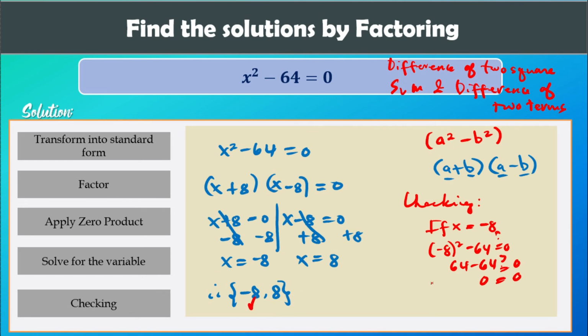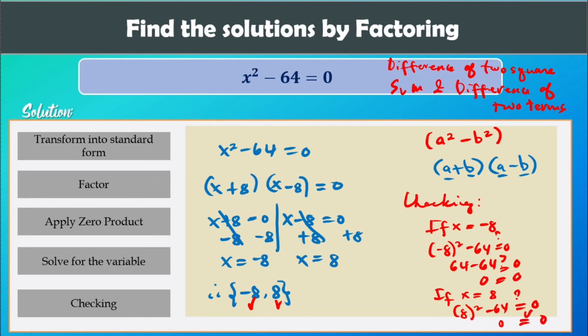Next naman, positive 8. If x equals 8. Okay? So, magiging 8 squared minus 64 is it equal to 0? Okay, 8 squared is 64 minus 64. So, 0 is equal to 0. Ibig sabihin, tama yung final answer natin.